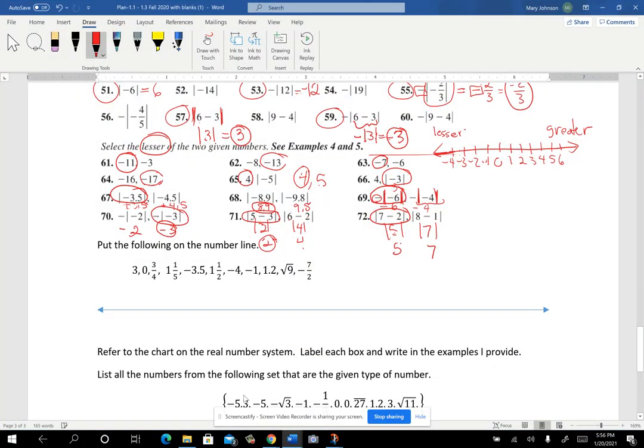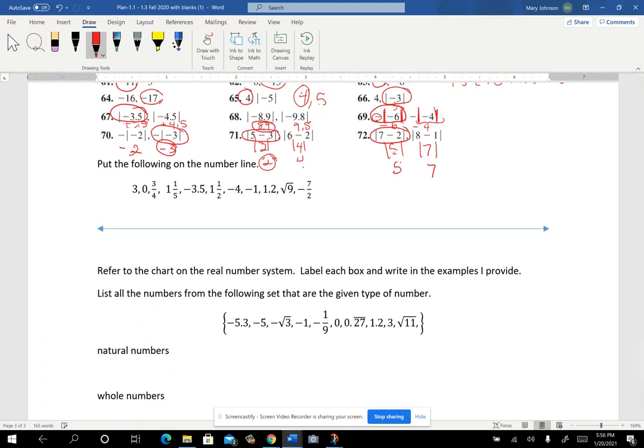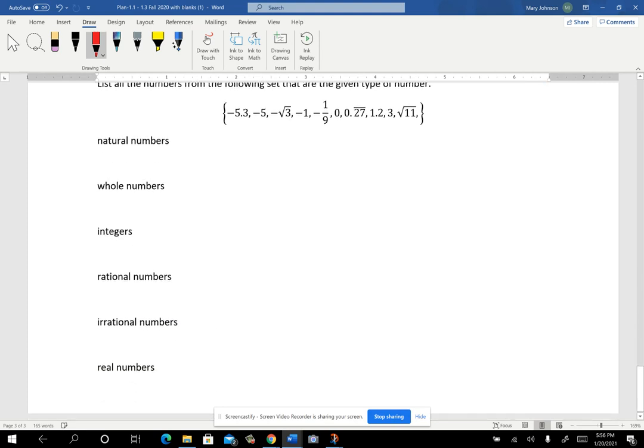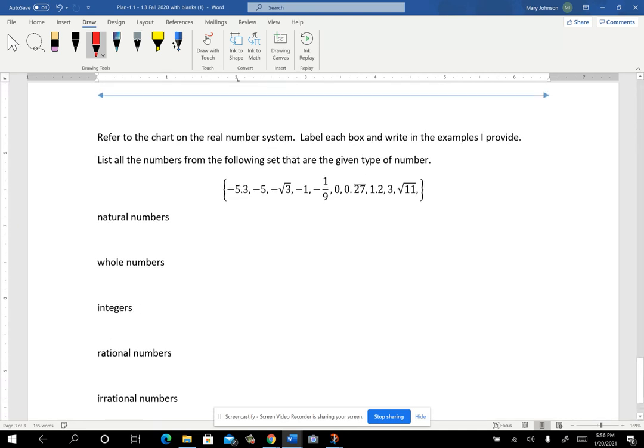All right, now this is still section 1.3, but we're getting into different types of numbers and how they're related to one another. We're going to learn different names for different types of numbers, like natural, integers, or irrational. Okay, so that's still in section 1.3.